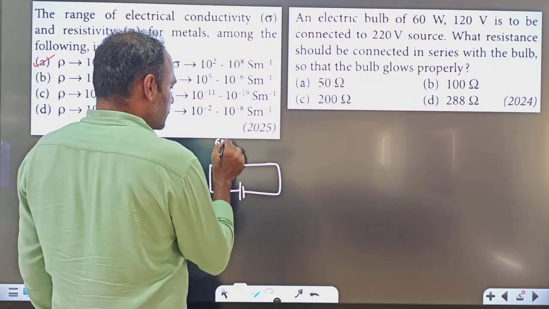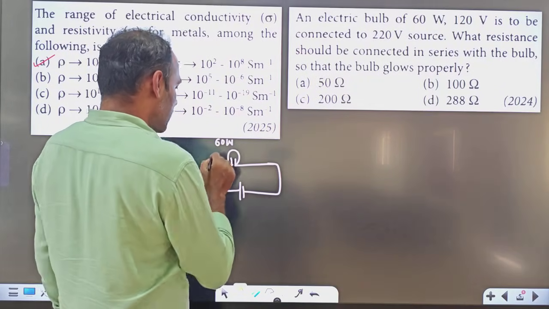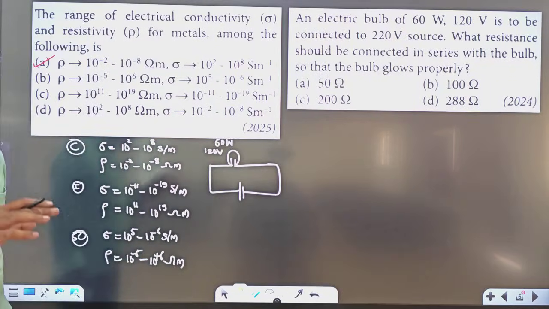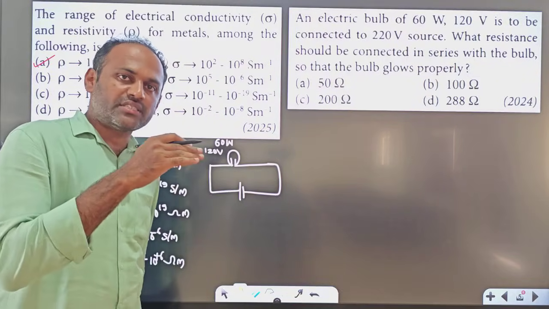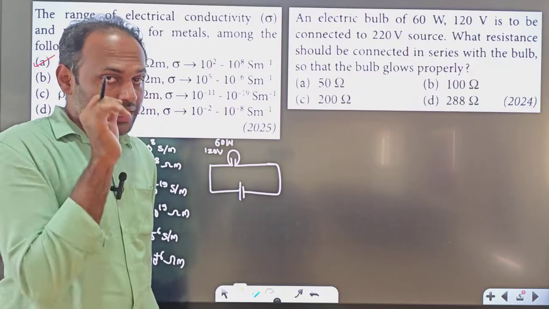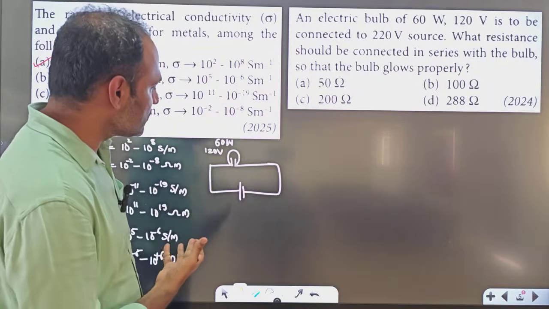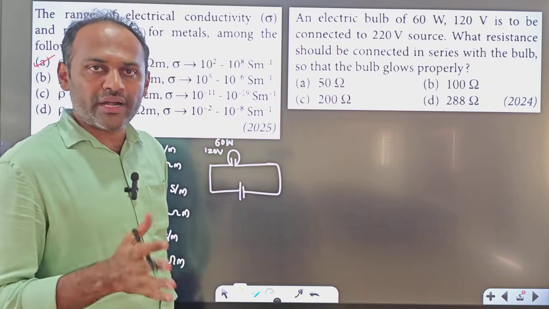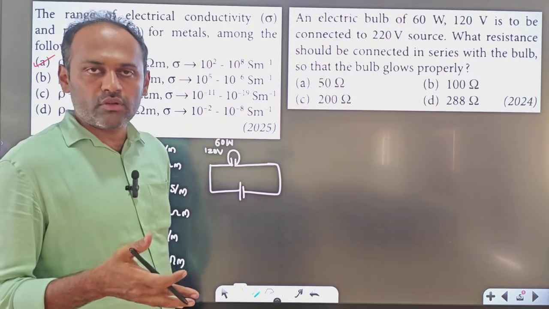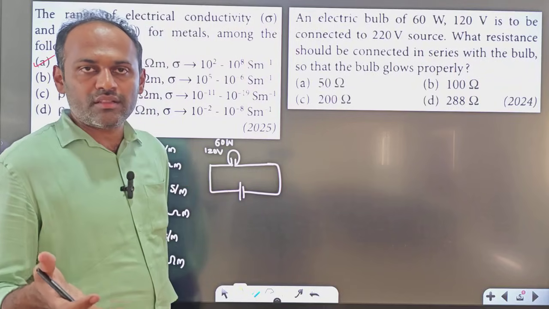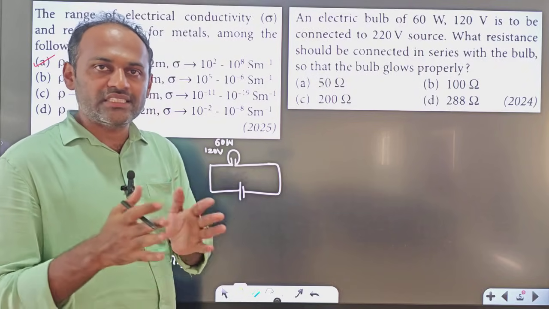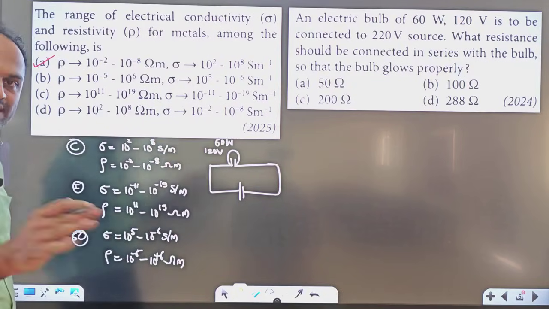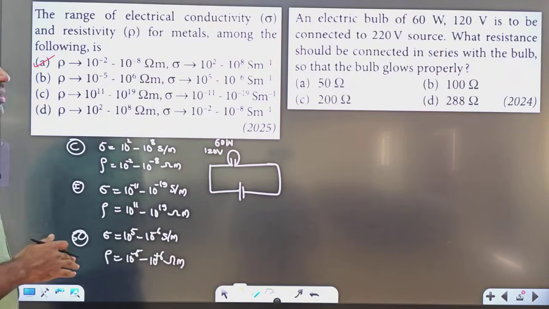The power of this bulb is 60 watt, and the voltage is 120 volt. These are the marked power and marked voltage, the printed values. If you want to know the clear difference between actual power and rated power, I have already made a clear video on that. You can go and find the playlist called NEET KCET current electricity. Please go and watch that. You will get 100% clear knowledge of this power.